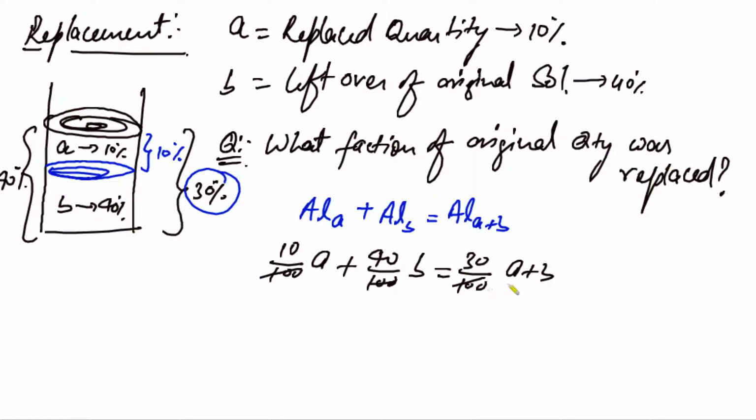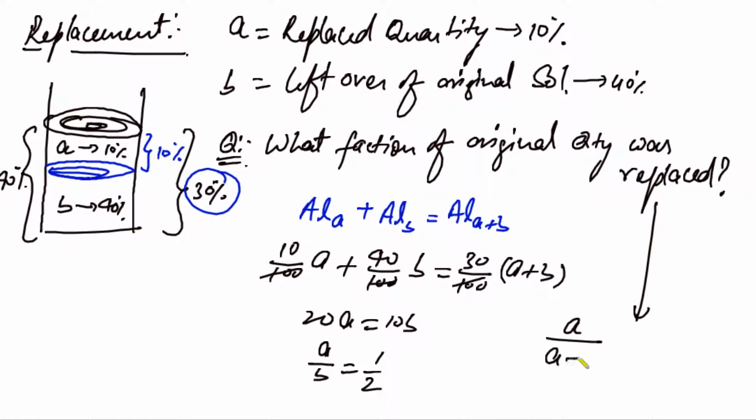We simplify this and then we get 20A is equal to 10B, so A upon B is equal to 1 by 2, which means what fraction of the original quantity? Which means the question is precisely talking about A, the quantity replaced, divided by the total quantity. And if A is 1, then B is 2. That means this fraction will be 1 over 1 plus 2, which is 1 over 3. And that's my answer for this particular question.